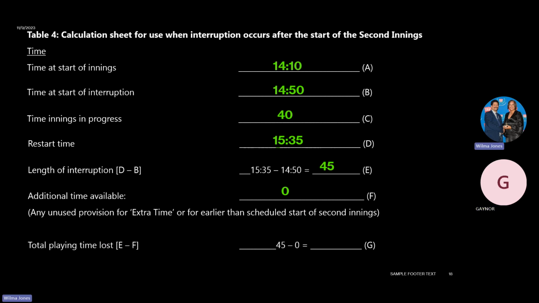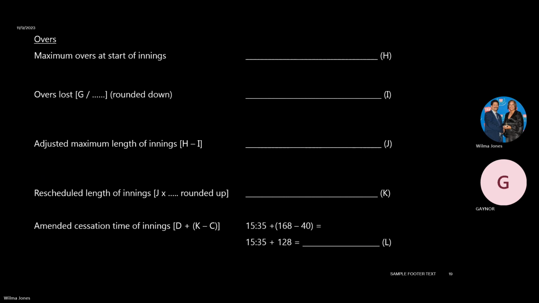So the total playing time lost. I would take E, as the calculation sheet gives me, which is 45 minutes, subtract F, which is 0. So total playing time lost would be 45 minutes. That is correct. What is the maximum overs that we had available at the start of the innings? It would be 50 overs. That is correct.